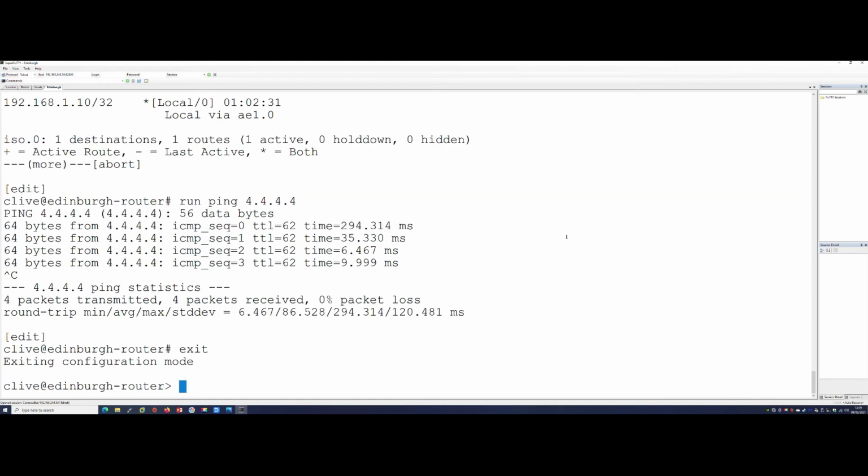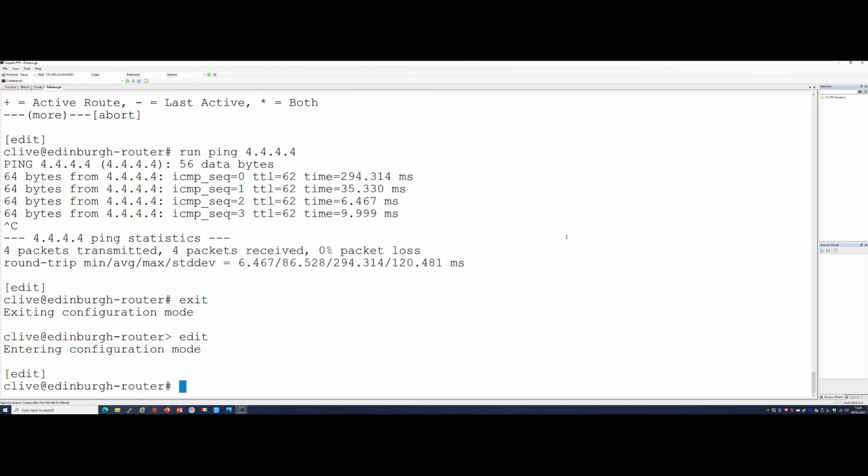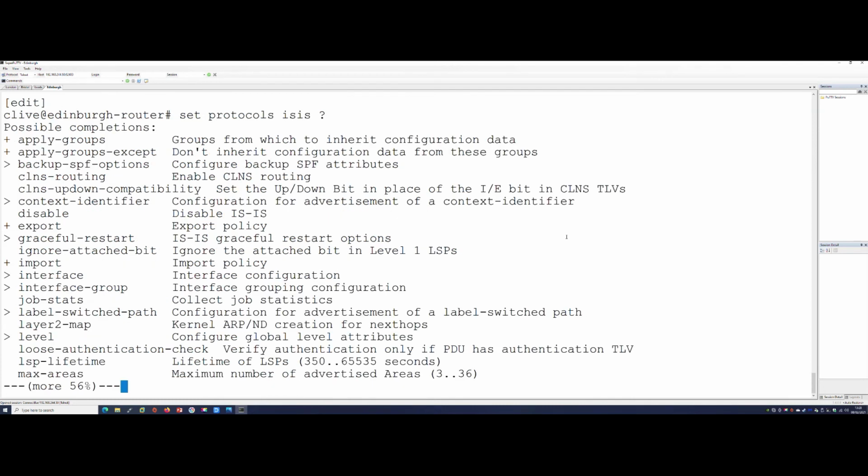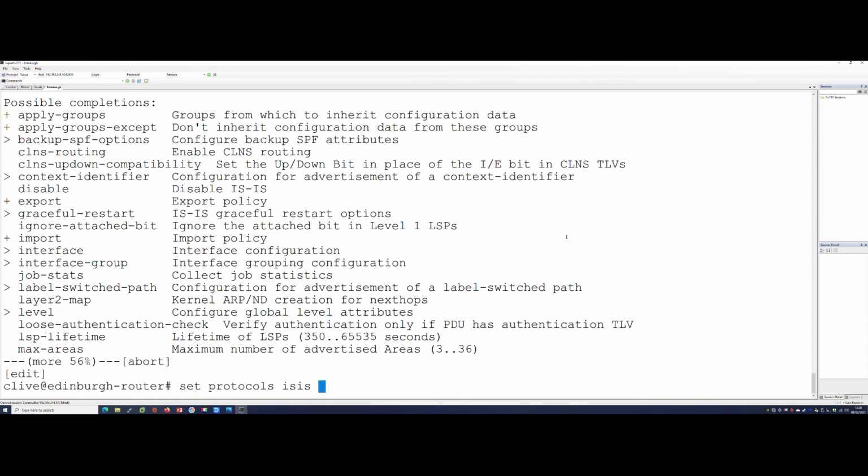I was going to leave it to a later lesson, but we can include it now just to quickly show you what will happen if you get something wrong from an authentication perspective. So let's quickly run through that. So edit, set protocols IS-IS. Now, what do we want to do? At the moment, we're level 1, level 2. So let's do a level 1.